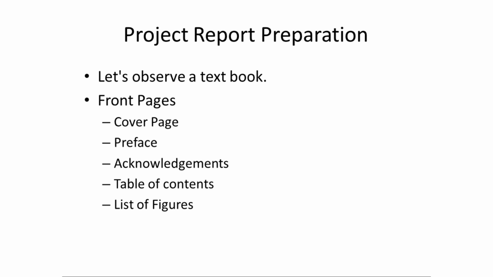You would also see a list of figures and the page number on which each figure appears. A list of tables, table names, table numbers, and page numbers on which the tables appear. And then, followed by the front pages, you will have the content pages. So you can clearly distinguish these two categories.